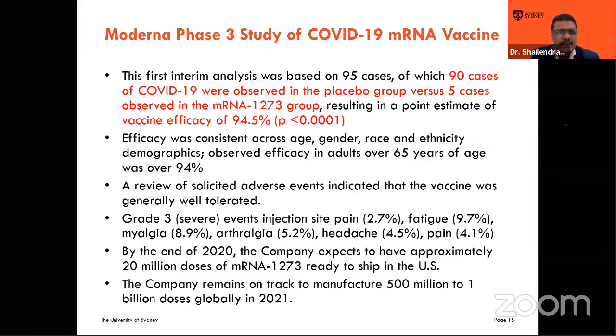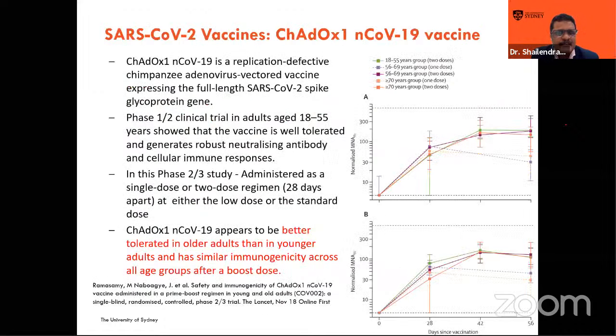So this was a paper published a few months ago now, and a few weeks ago, and there was one published in August of this year. This is the ChAdOx one, or the chimp adenovirus vaccine. It's basically a replication-defective chimpanzee adenovirus vaccine, which does have SARS-CoV-2 spike proteins. And in the phase 1/2 study, which looked at 18 to 55 years of age, it showed that it's well tolerated and does generate a robust neutralizing antibody, hoping that it will be effective.